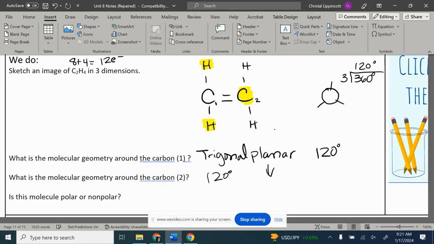Polarity here. Is this in symmetry? Yep. So this is nonpolar.